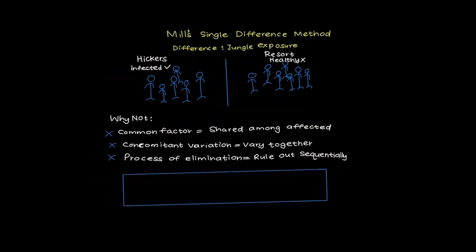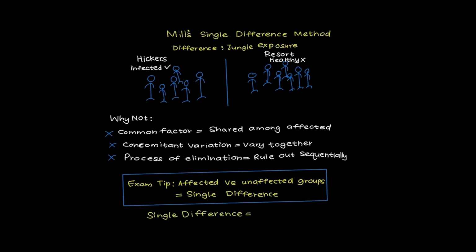Here's a WGU D265 OA exam tip for you. When one group is affected and another isn't, look for what differs. That's the single difference method. Quick recall hook: single difference equals one group has it, one doesn't.